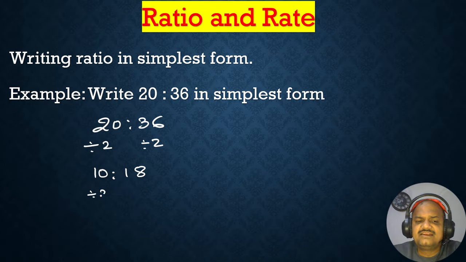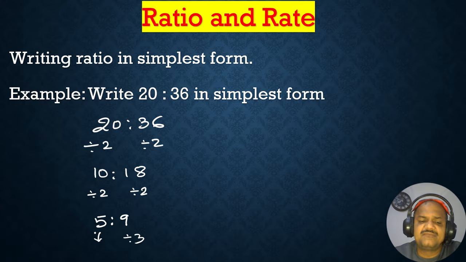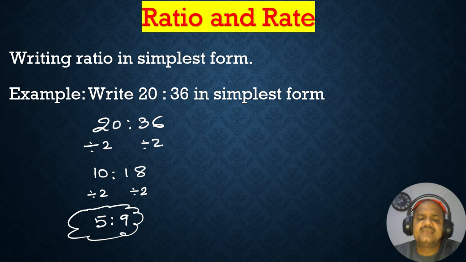Again you can divide it by 2, but remember division should be by the same number, okay? 10 divided by 2 is 5 and 18 divided by 2 is 9. Now 9 you can divide further by 3, but 5 you cannot divide by 3, right? So this cannot be simplified further, so this is the answer. Okay, so like this you can have a question of simplest form.